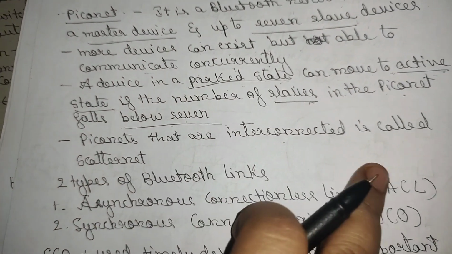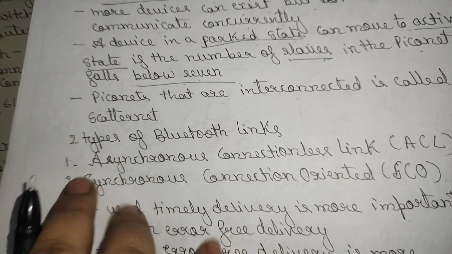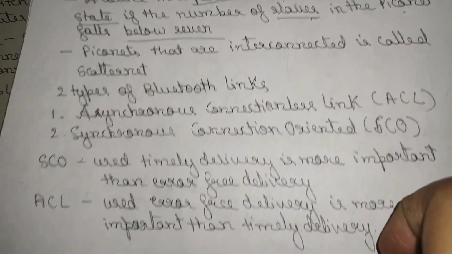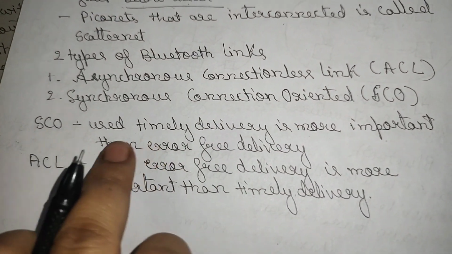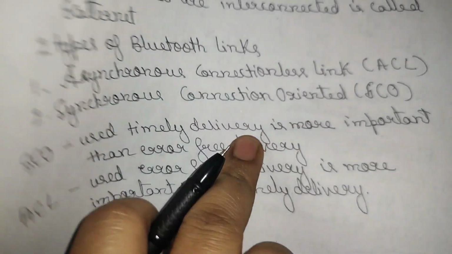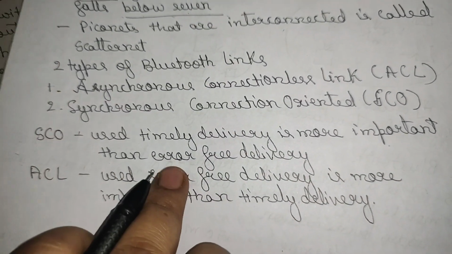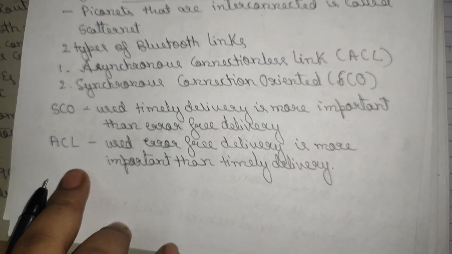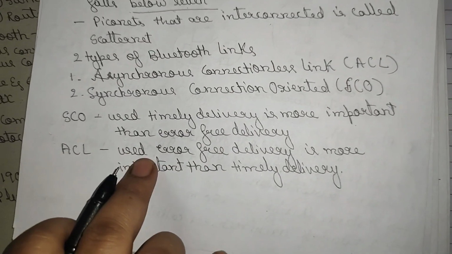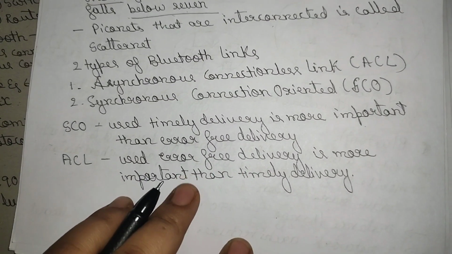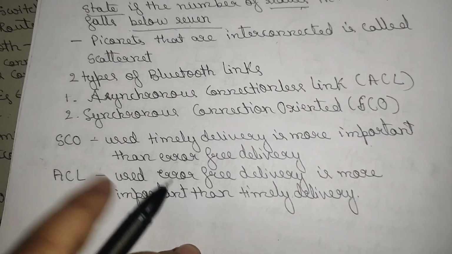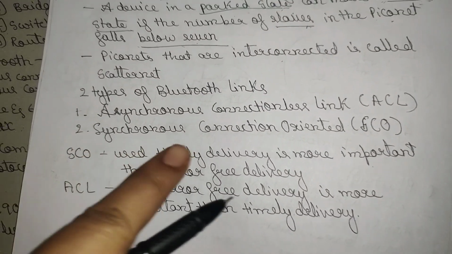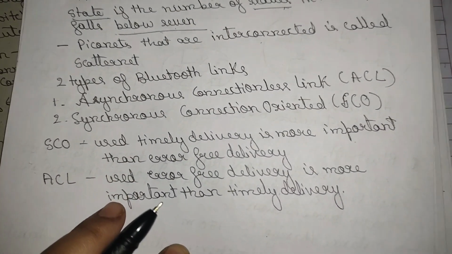Piconets that are interconnected are called Scatternet. Here two types of Bluetooth links are there: one is the asynchronous connection link and the other is the synchronous connection link. For the synchronous connection link, timely delivery is more important than error-free delivery. In the asynchronous connection-oriented link, error-free delivery is more important than timely delivery. In asynchronous, error-free delivery is more important. In synchronous, timely delivery is more important.